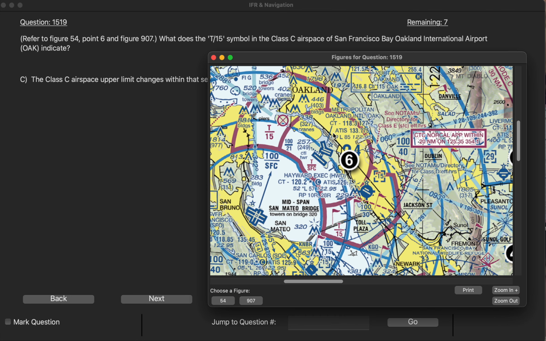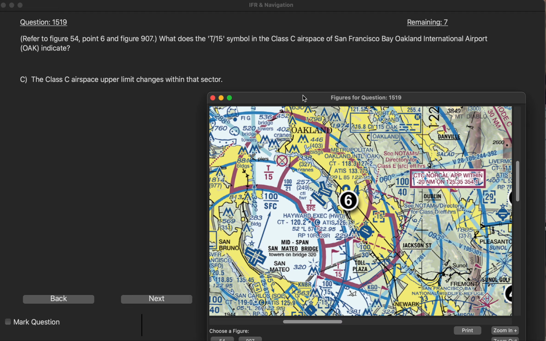Refer to Figure 54.6. What does the T/15 symbol mean in the Class C airspace? We did this one earlier. Right here, the Class C airspace upper limit changes with that sector.